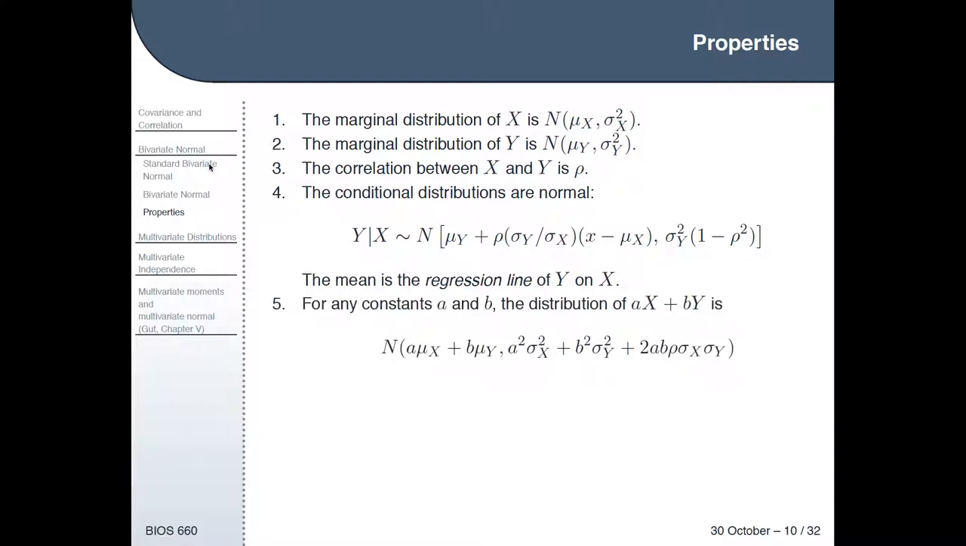All right. Oh, and I guess there were a couple more bullet points here. You can take linear transformations of ax plus by, and you get this. Cool.